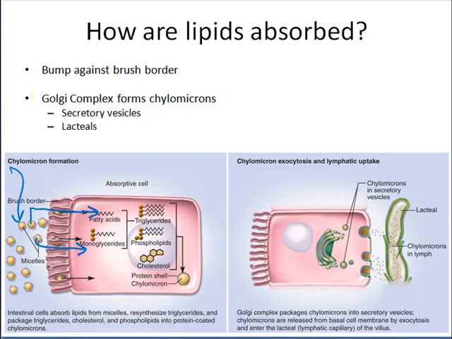Then we get the Golgi complex involved. Remember from Bio 181, the Golgi complex is sort of the shipping and packaging center of the cell. This is where we do the final construction assembly of things like glycoproteins, and then we package them up for export out of the cell. Well, in this case, the Golgi complex will grab those two free fatty acids and that monoglyceride, and it will join them back together into a triglyceride again. And then it packages up all these triglycerides into a little package, if you will, called a chylomicron.